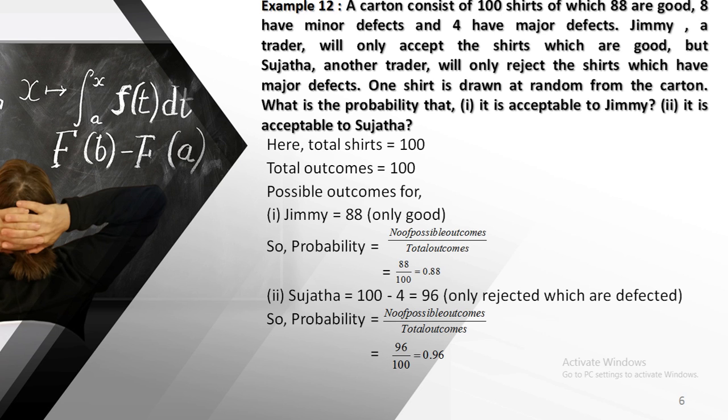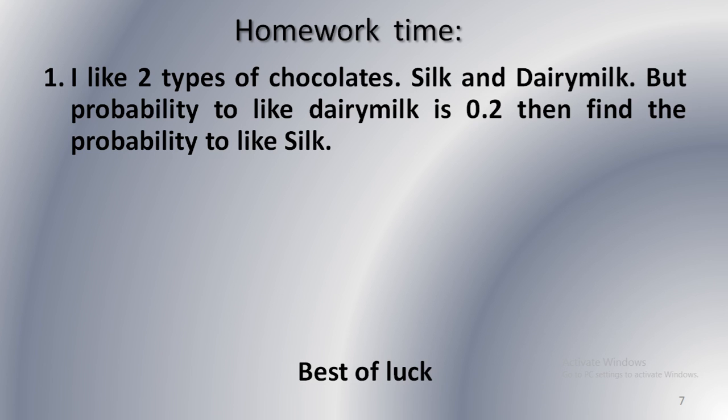Now go to the next. It's homework time and the question is: I like 2 types of chocolates, right? Silk and Dairy Milk, but the probability to like Dairy Milk is 0.2. Then find the probability to like Silk.